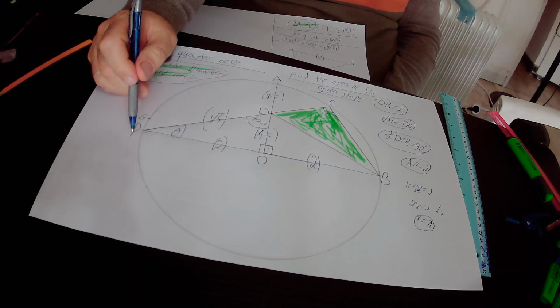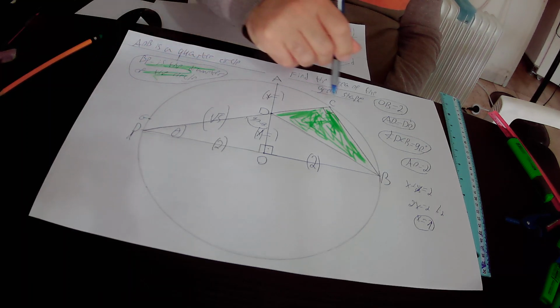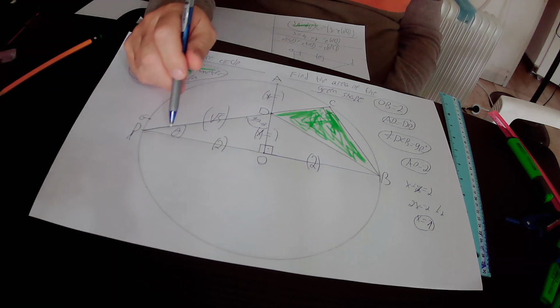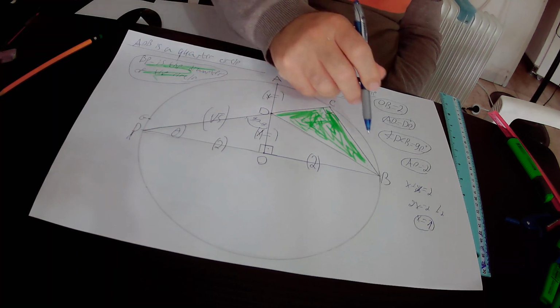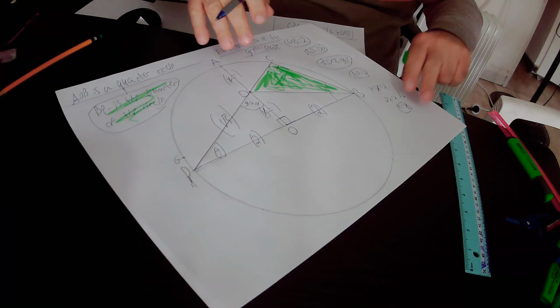Likewise, we'll focus on the right big triangle PCB. In the right big triangle PCB, this angle equals theta, this angle equals 90 degrees. Therefore, the missing third angle here must be equal to 90 degrees minus theta.